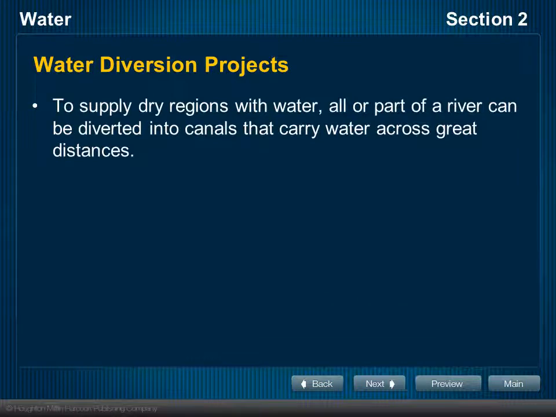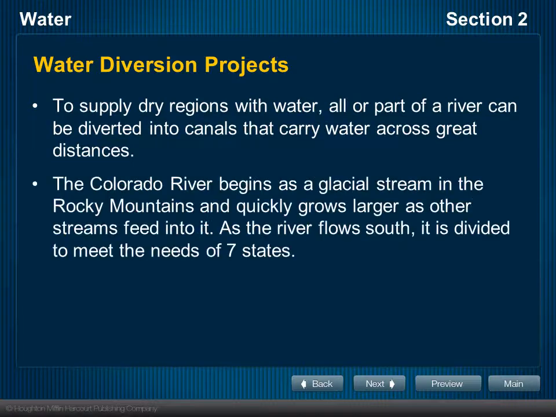We also have what we call water diversion projects. If you want to supply a dry region with water, we have the capability with our industry and with engineering to actually divert a river, part of the river or the whole river, to actually carry the water great distances even to places that need the water.